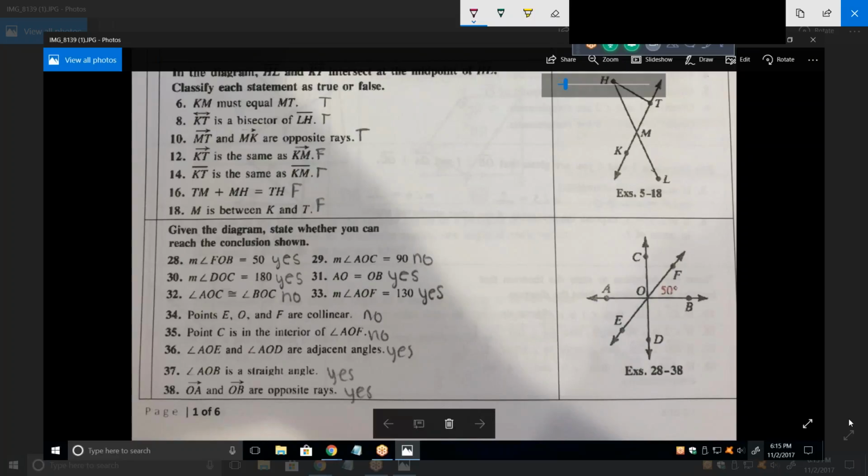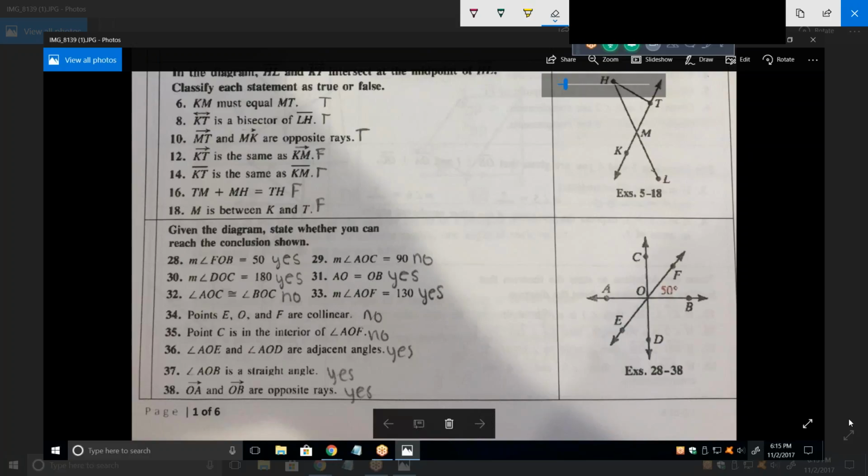Let's see. FOB is 50. Given the diagram, state whether you can reach the conclusion that the measurement of FOB is 50. Yes. The measurement of AOC is 90. Correct? Why? Because it's a 90-degree angle. They don't tell you it's a 90-degree angle. If they had that little sign right there, then that would be true. Oh, I was right then. Yes, you are right. We cannot reach the conclusion that angle AOC is a right angle.